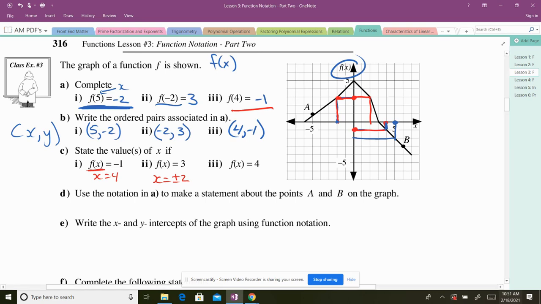All right, f of x is equal to 4, so go up to 4. Go across. I get 2 answers. What are they? Plus minus 1. Well, you know it's 1 because it's 1, 2, 3, 4, 5. That's a 1. Plus minus 1. Okay.